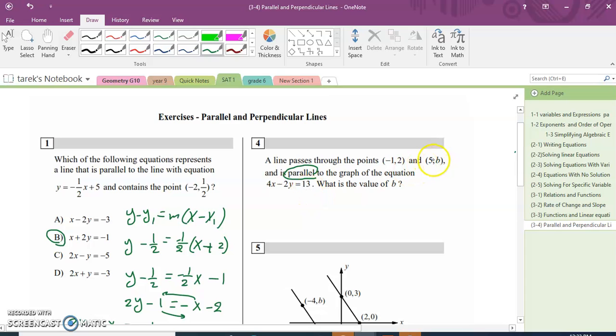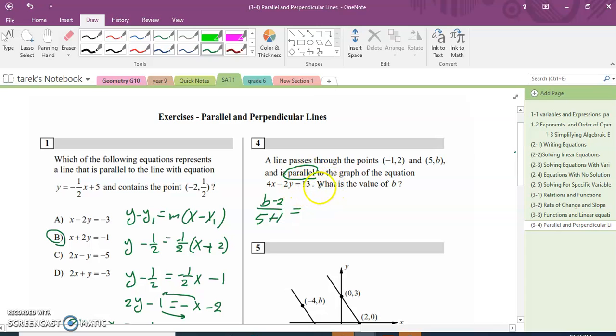So let's get the slope between these 2 points. The slope between the 2 points will be y2 minus y1, which means b minus 2, over x2 minus x1, which is 5 minus negative 1, meaning 5 plus 1. This will be equal to the slope of this line.